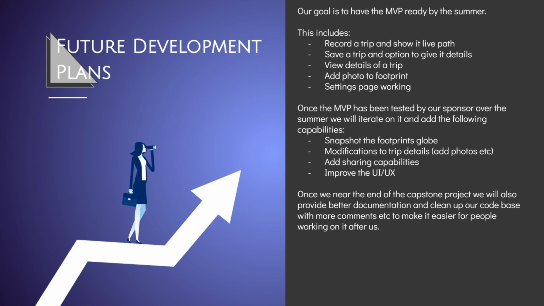Okay, so future development plans. Our goal with the application is to have it ready during the summertime. The app is able to record a trip and it's going to show a live path to it, so that way it's tracking the user's footprint. We'd also like our application to be able to hold pictures and add them to the footprint. That way the user is able to see where they've been, like what food places they've been to and what other areas of the trip that they've been to.